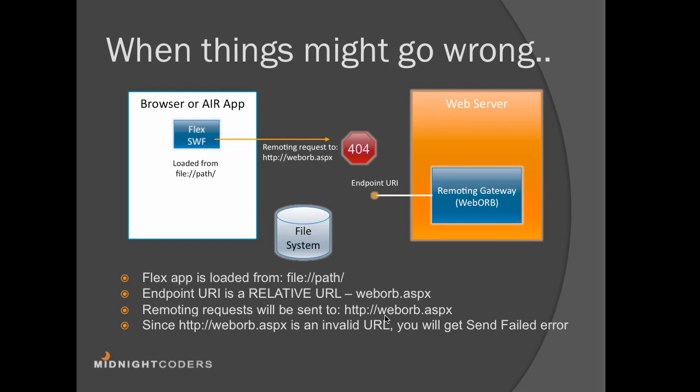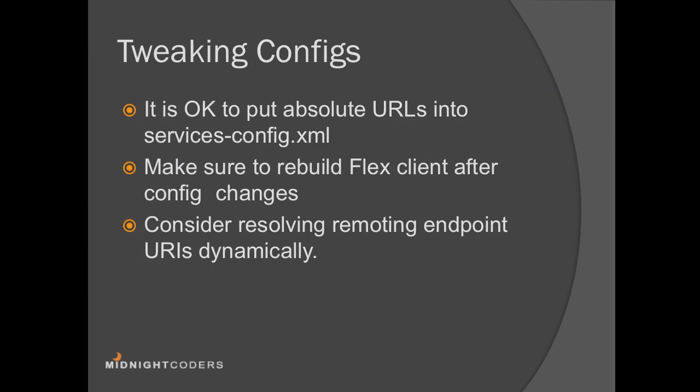And since it is an invalid URL, you are going to get the send failed error, as you can see right here. So the question is, what can you do to tweak the config files to make it possible to load the application either from the file system in a browser or load it as an AIR application? One of the things that you can do, in services-config in the channel definitions, is to specify absolute URLs. In this case, when the application is loaded into the browser, there is no question how to resolve the URI because it is going to be absolute and the requests will be sent directly to that particular URL.